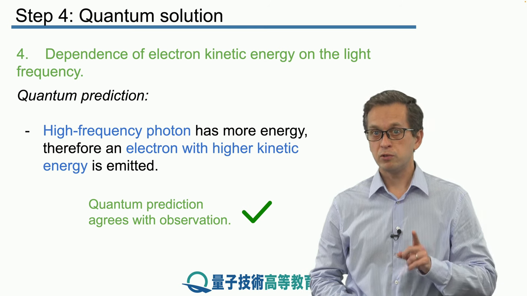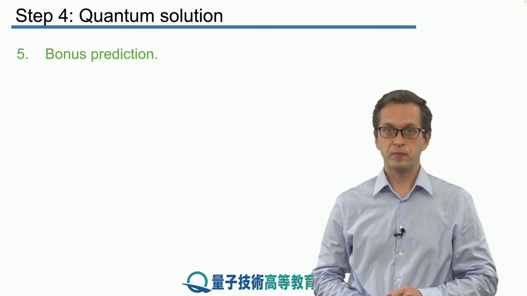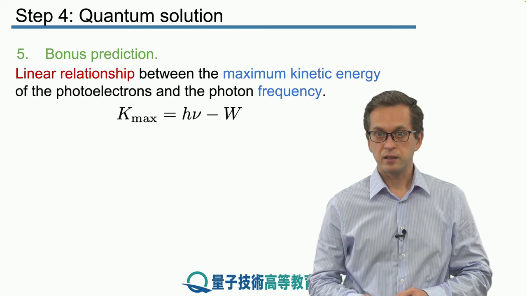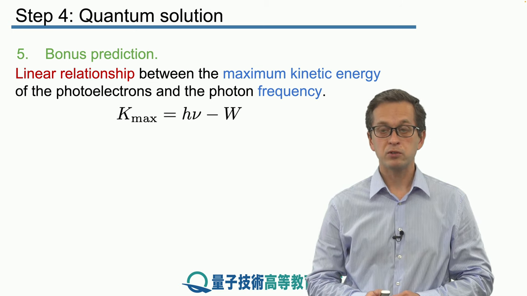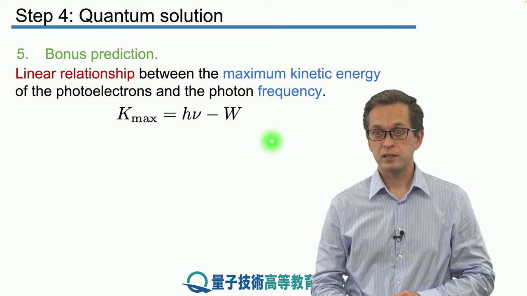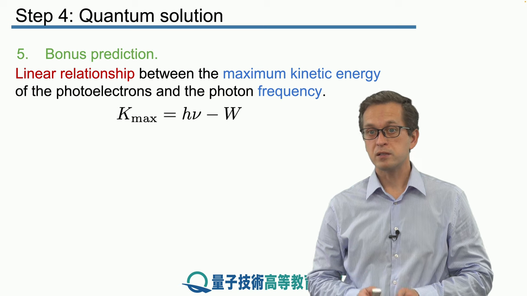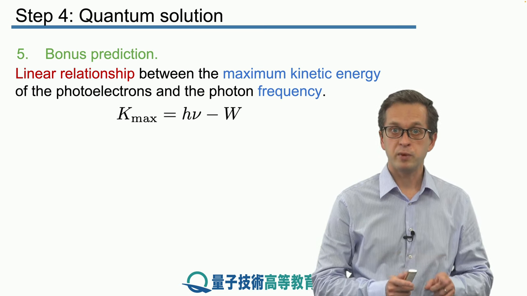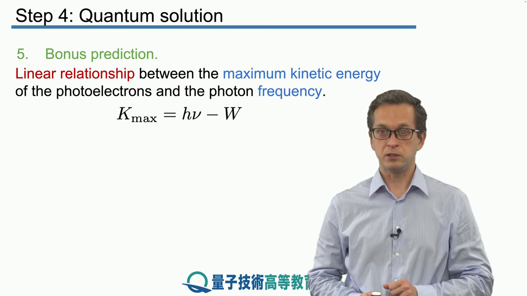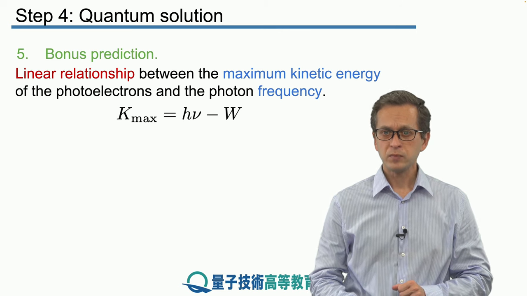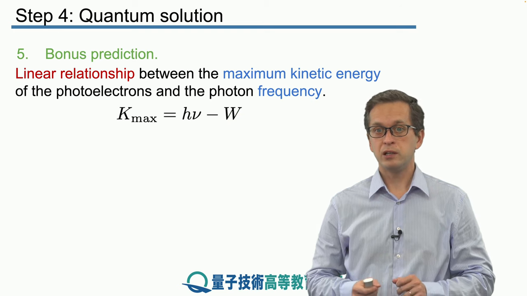But not only that, the true contribution of his paper and his ideas is that he managed to make a bonus fifth prediction. Namely, he said that there is a linear relationship between the maximum kinetic energy of the photoelectrons and the photon frequency, given by this simple formula. Remember, we said that in Hertz's experiment, there was a clear dependence between the frequency of the incoming light and the maximum energy, but the experiment was not good enough to actually resolve it to be a linear relationship. From Einstein's reasoning, he assumed that this was true, leading to a linear relationship.